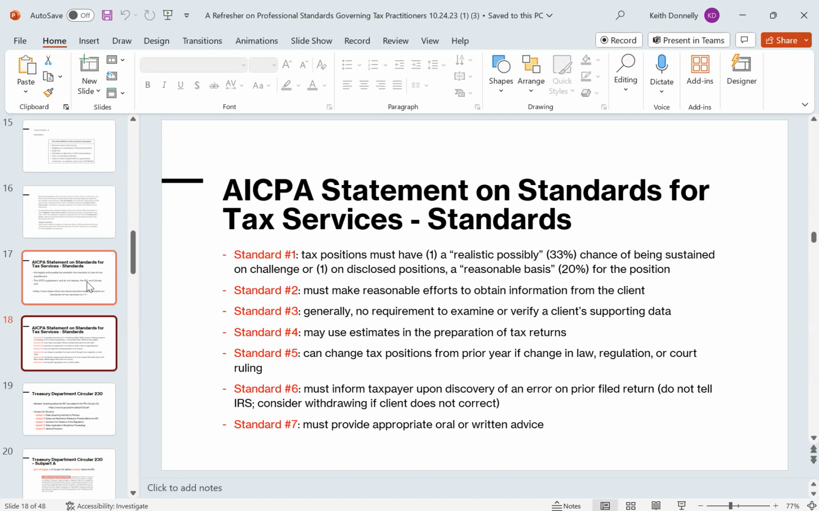Likewise, you can use estimates. You can change tax positions if there's a change in law. The other thing to be aware of here is if you discover an error on a prior filed return, right, you need to tell the client about that, right? So, hey, we did your return. Oh, we forgot to input this document. We've got to let them know. You can't just pretend like you're not aware of this.